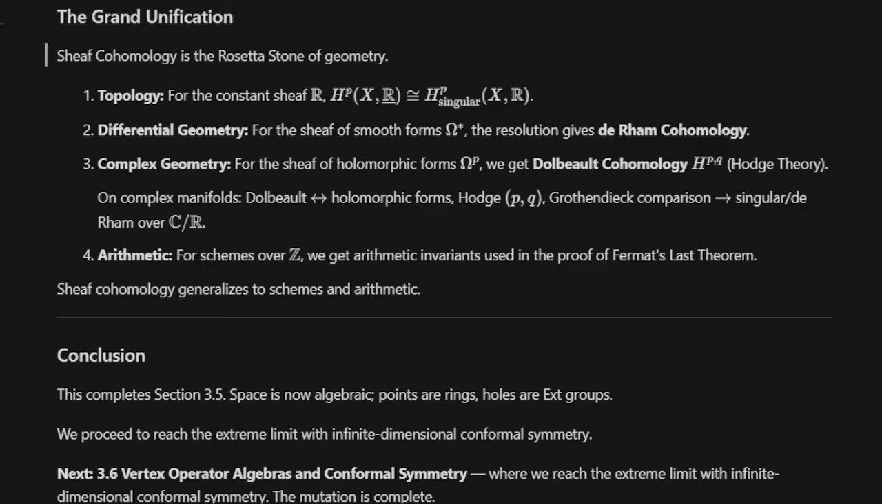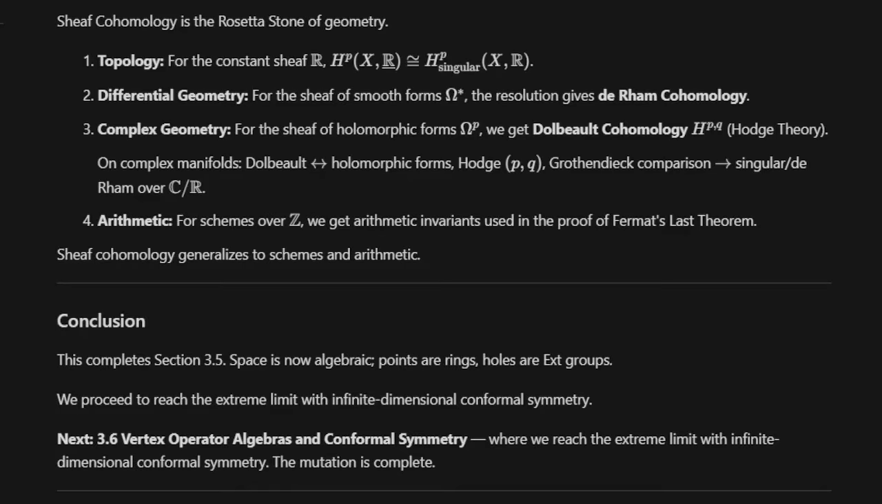this part is probably the one that takes the most mathematical maturity, but sheaf cohomology is kind of the ultimate theory because it swallows everything else. If you take a constant sheaf on the real numbers, you'll get singular cohomology or topology, and you get that isomorphism that we established earlier. If you take the sheaf of smooth forms, all right, you would then get differential geometry in terms of the sheaf of smooth forms.